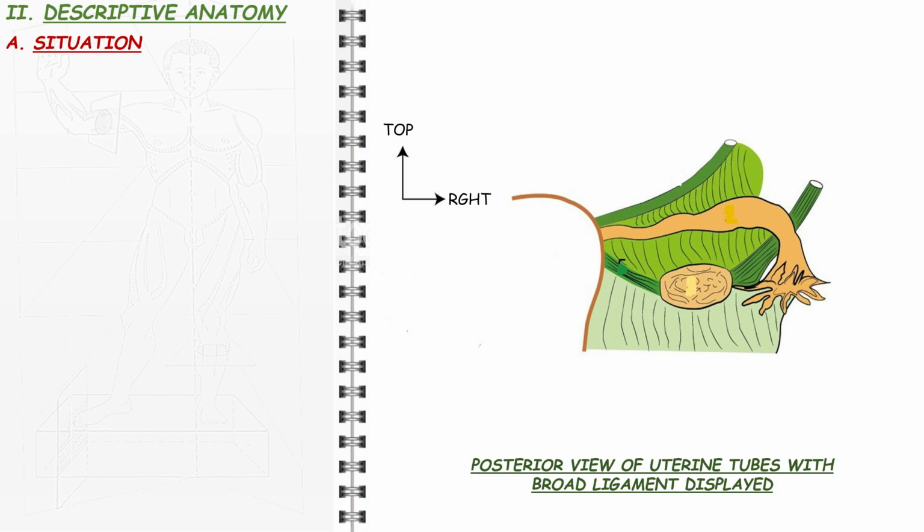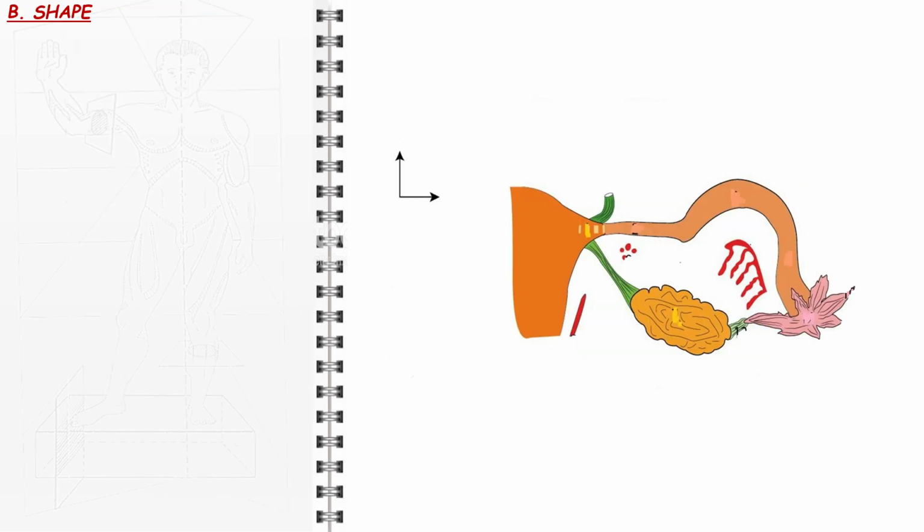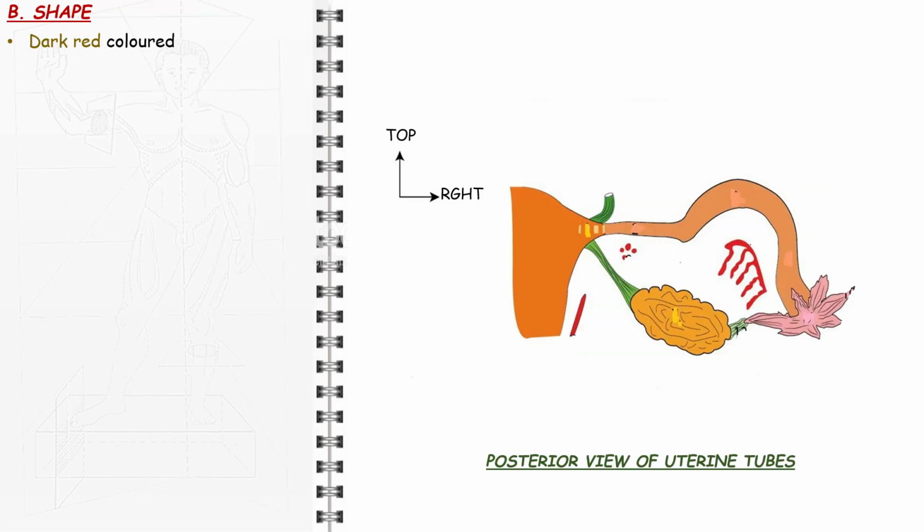The fallopian tube lies in the upper edge of the broad ligament, the peritoneal fold embracing it being the mesosalpinx. The mesosalpinx folds back with the tube and hides the ovary. The uterine tubes are dark red colored. They have a transverse course until the uterine end of the ovary. Then, it follows, successively, the anterior border of the ovary, the medial face of its tubal end and its anterior free border. The fallopian tube contains four, anatomically and functionally, distinct parts.